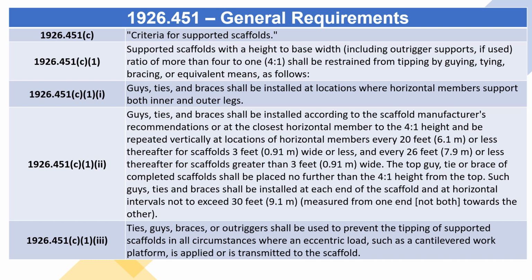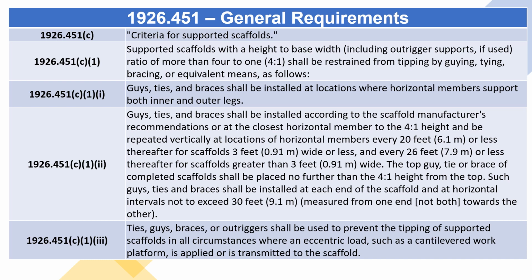1926.451(c): Criteria for supported scaffolds. 1926.451(c)(1): Supported scaffolds with a height to base width ratio, including outrigger supports if used, of more than 4:1 shall be restrained from tipping by guying, tying, bracing, or equivalent means, as follows. 1926.451(c)(1)(i): Guys, ties, and braces shall be installed at locations where horizontal members support both inner and outer legs.